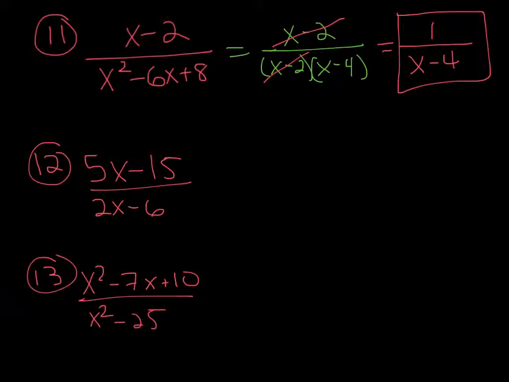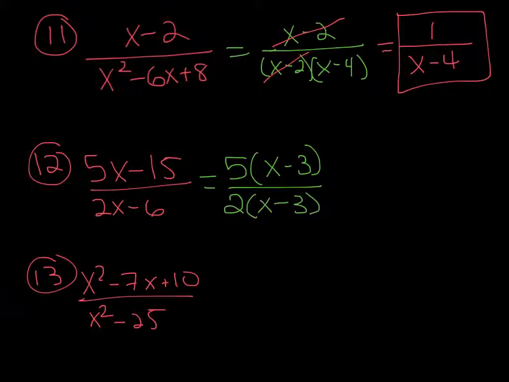For number 12, you are going to get 5 times the quantity x minus 3. You factor out your GCF. In the denominator, our GCF is 2. You get 2 times the quantity x minus 3. x minus 3 and x minus 3 will cancel. That gives us 5 over 2.